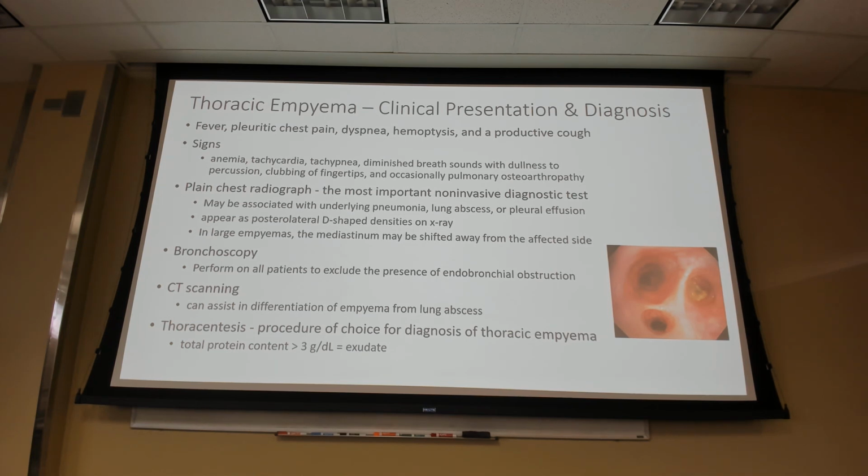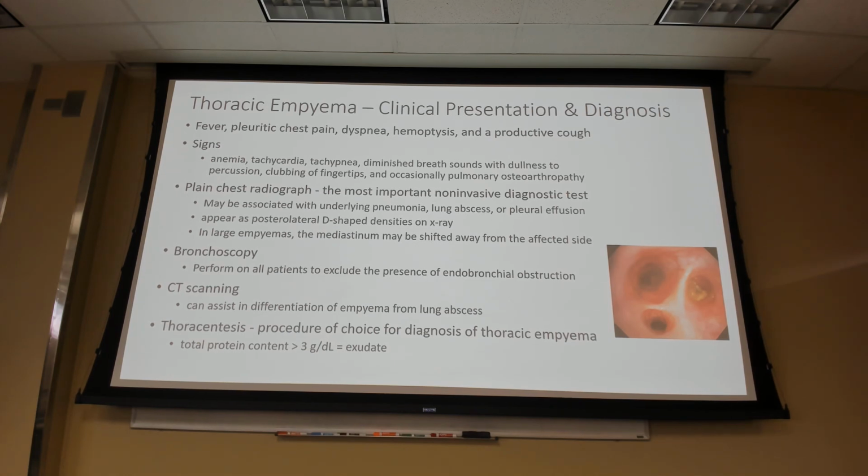So we get a chest x-ray on all these patients, and then we might see underlying pneumonia, there may be a lung abscess, pleural effusion. You can see these D-shaped densities on that chest x-ray, and in large ones you may have a shifting of the mediastinum or that tension-like physiology you would see with the pneumothorax. However, it's obviously fluid at this point.